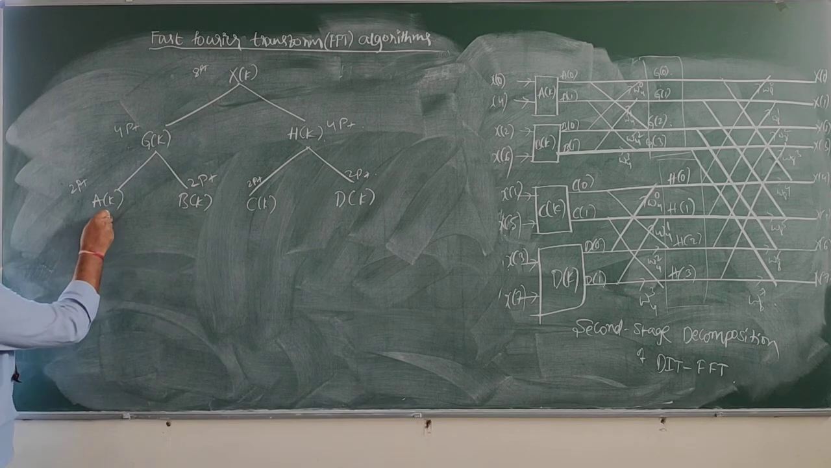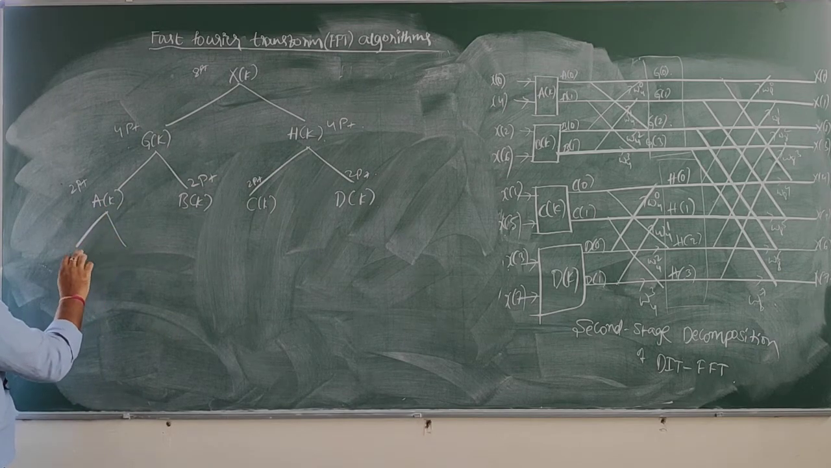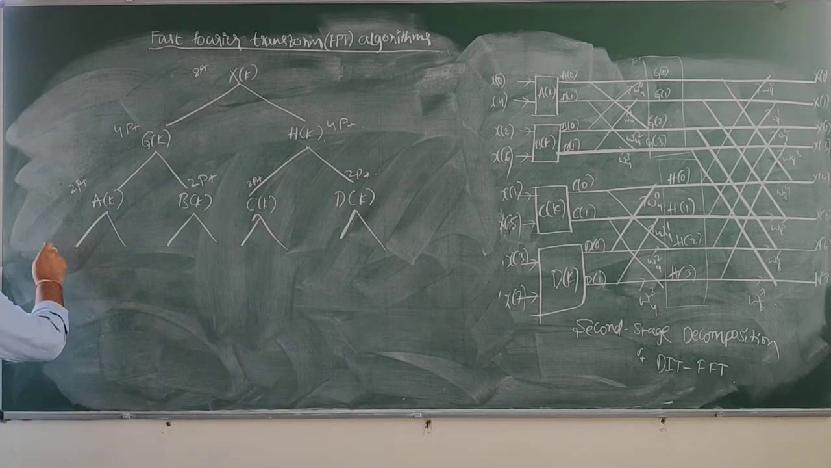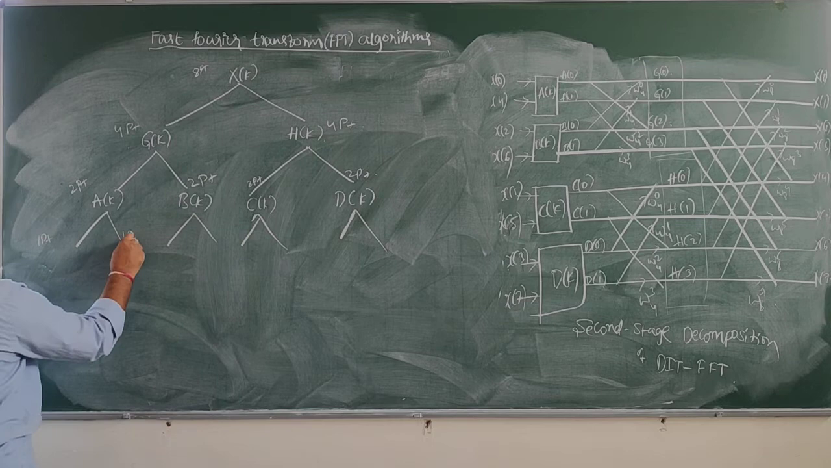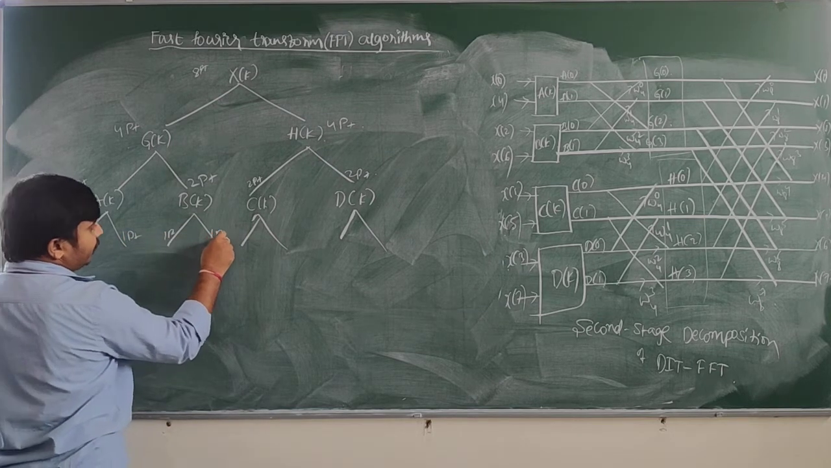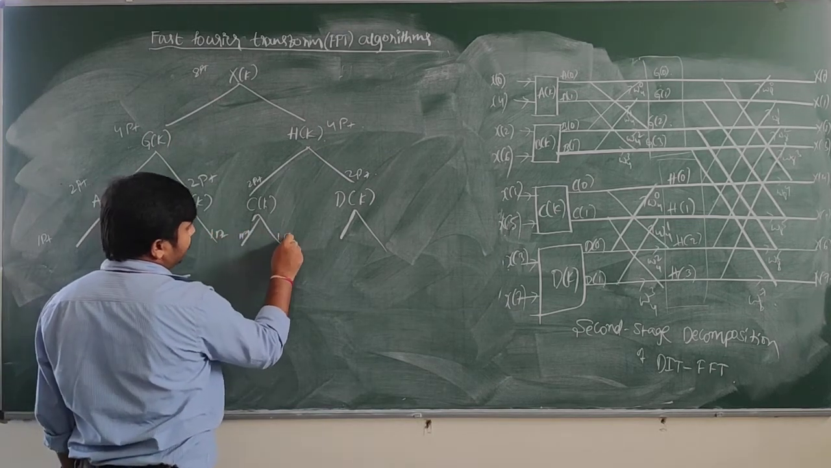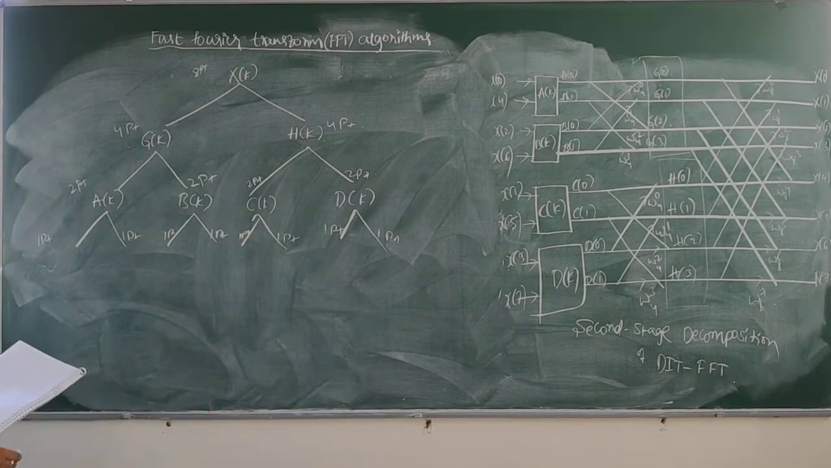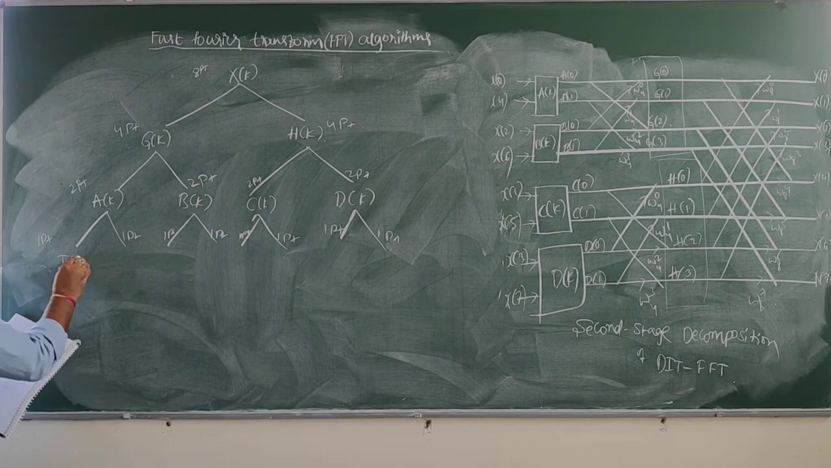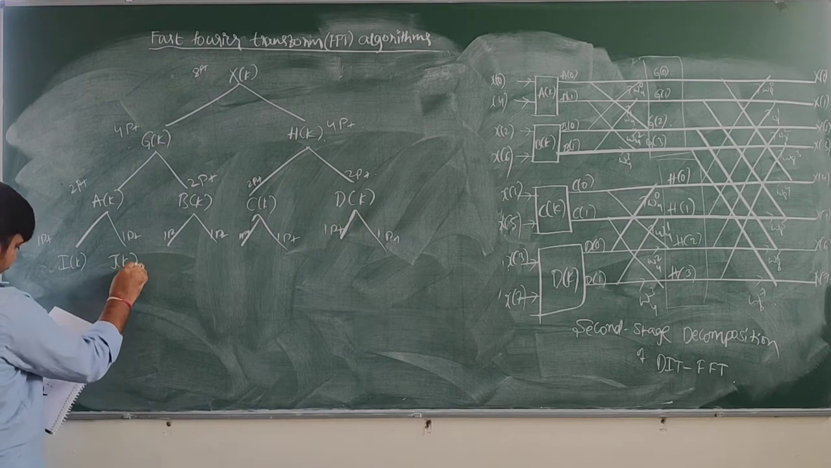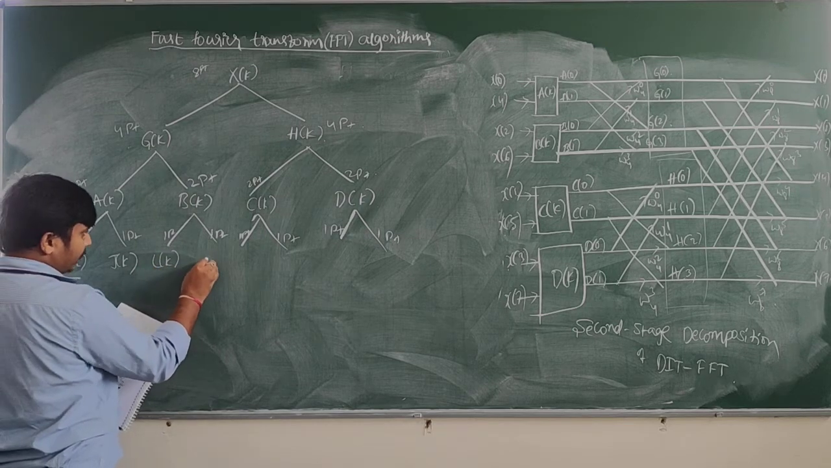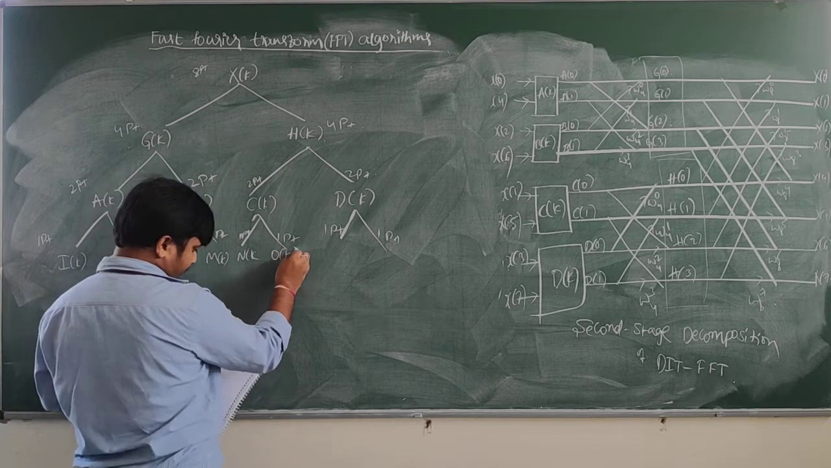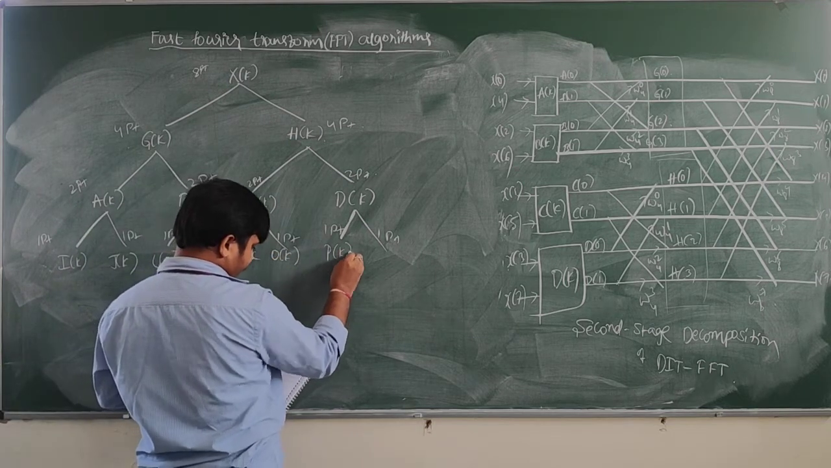Okay, so I will split this a of k into 2 and b of k into 2, c of k into 2, d of k into 2. Okay, so therefore these will be the 1-point DFTs. This is 1 point, 1 point, 1 point. Okay, so I call these I of k, J of k, L of k, M of k, N of k, O of k, P of k, and Q of k.